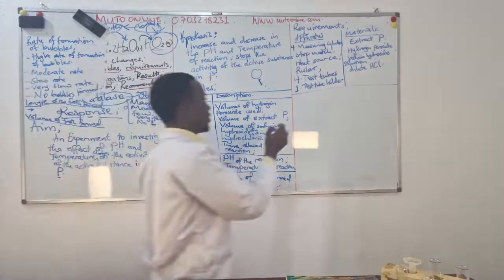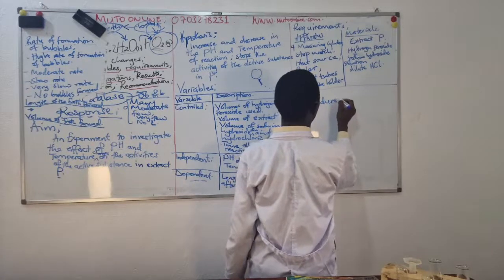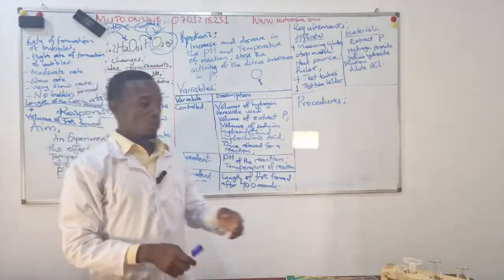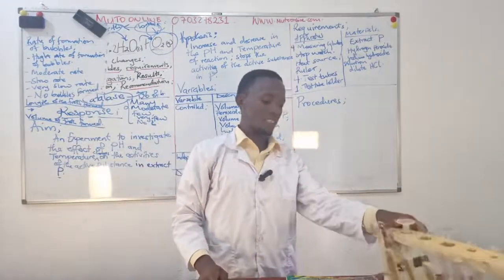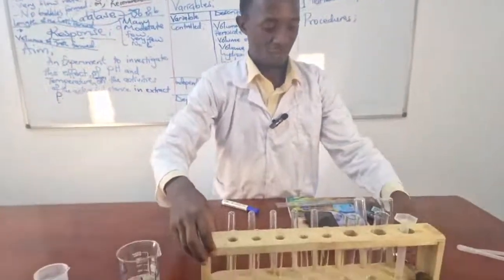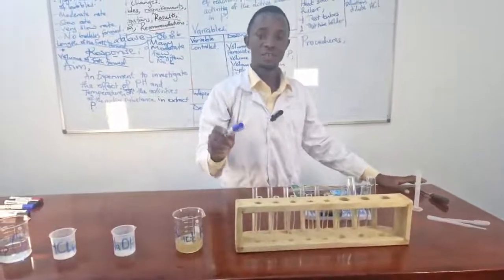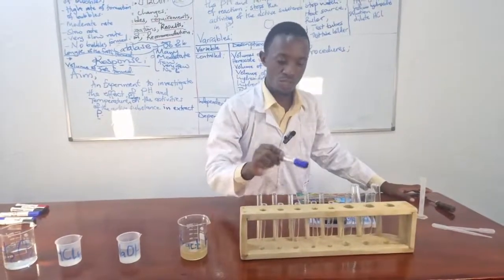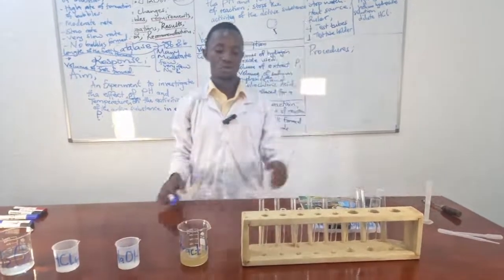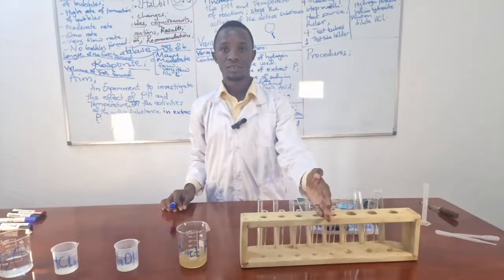So the next step is giving procedures, the procedures to be followed. What I will do will be something very simple. I have my test tube rack here. I'm sorry, I will only need 4 test tubes: 1, 2, 3, 4. The others will remain. I'm not going to use them. I'm going to use these first 4 test tubes.